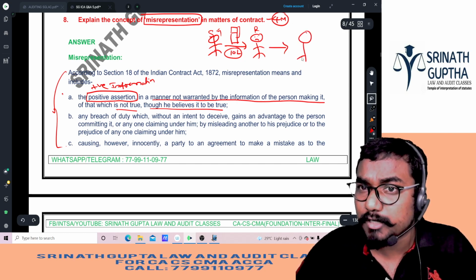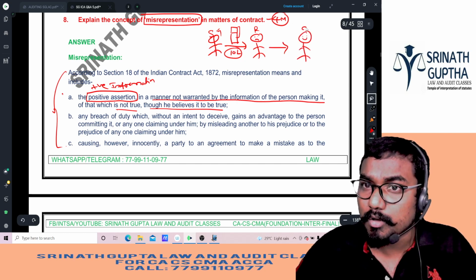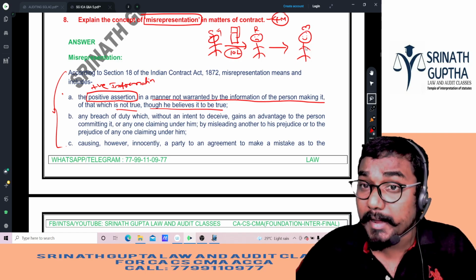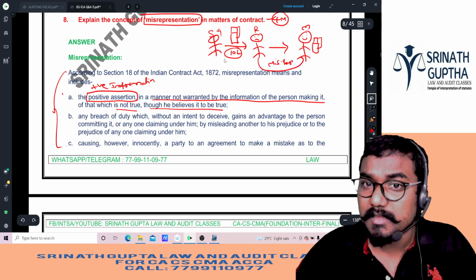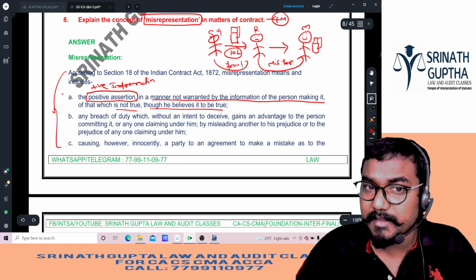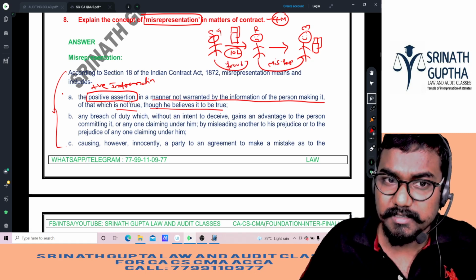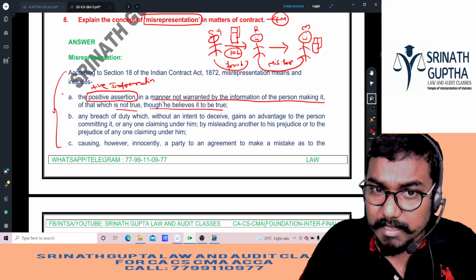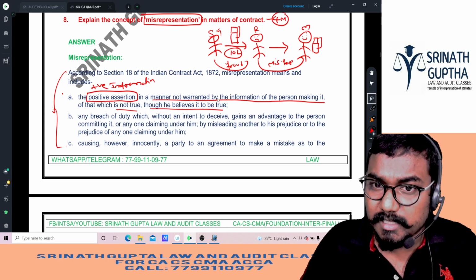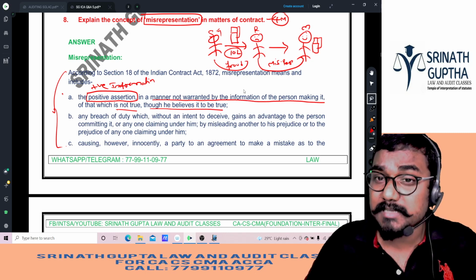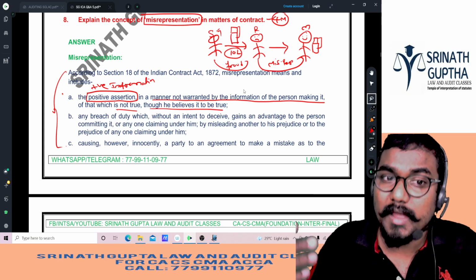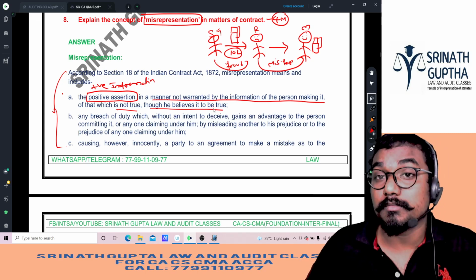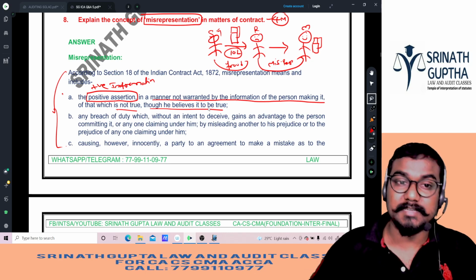Rohit sold the same pen to Mahesh. Mahesh is also believing it as a Gandhiji pen. Rohit also believes it is a Gandhiji pen. Rohit made the misrepresentation. Here fraud is there. Here see a positive assertion, that means positive information, in a manner not warranted by the information of the person making it. That means Rohit should not say that it is a Gandhiji pen, but he said it is a Gandhiji pen. Why? He believed it to be true. Rohit believed that it is a Gandhiji pen. That's why he said like that.